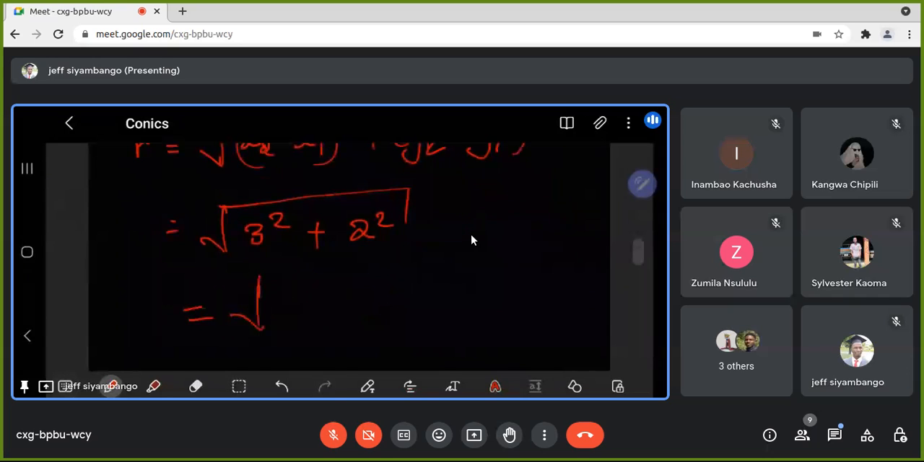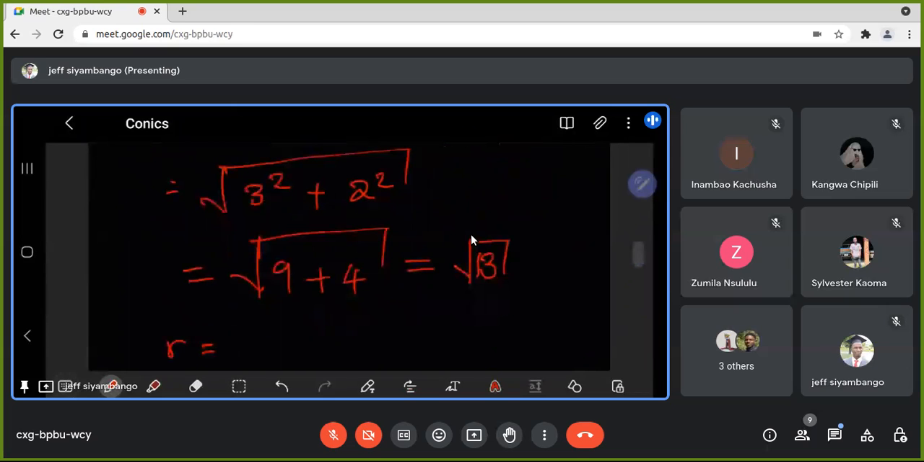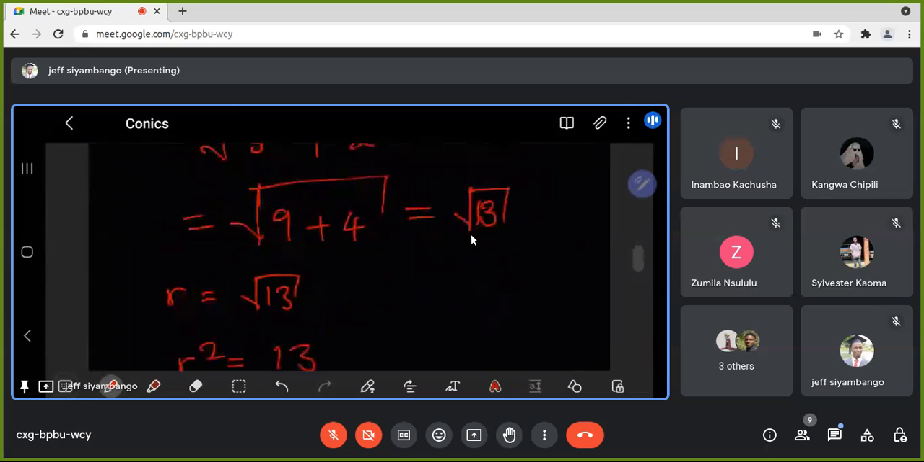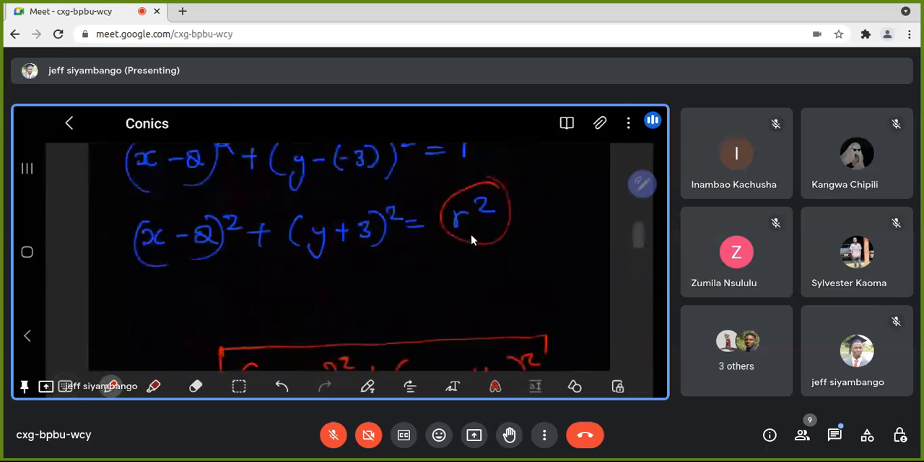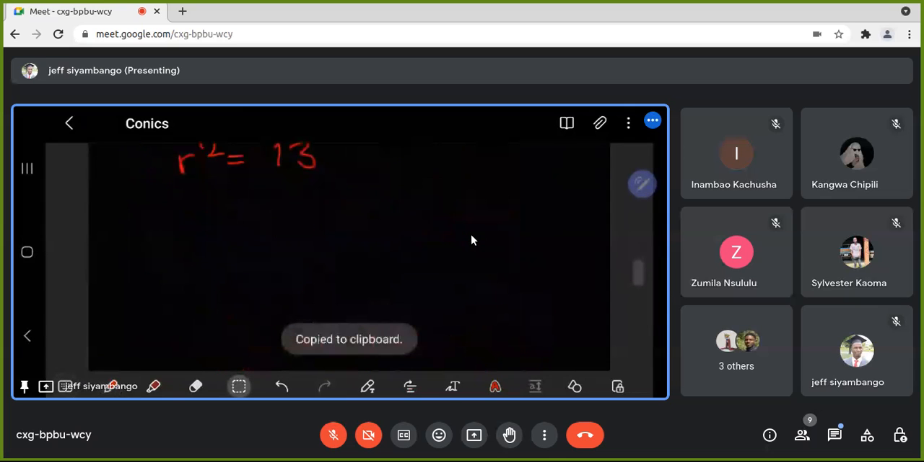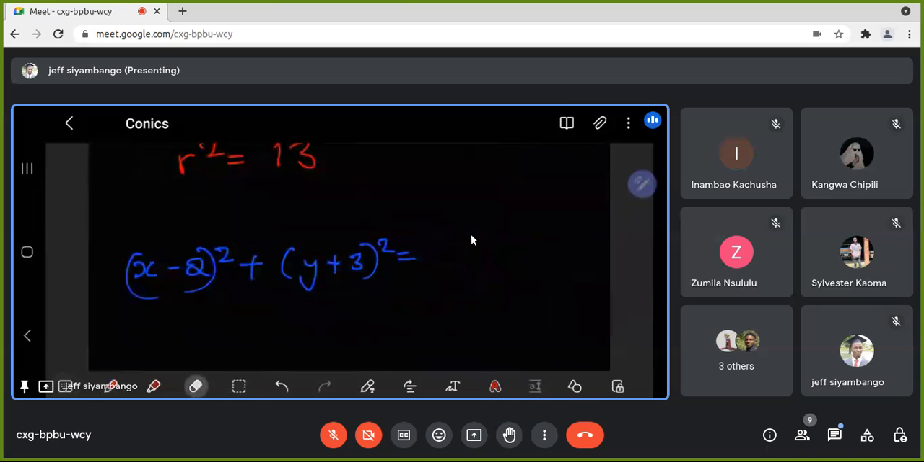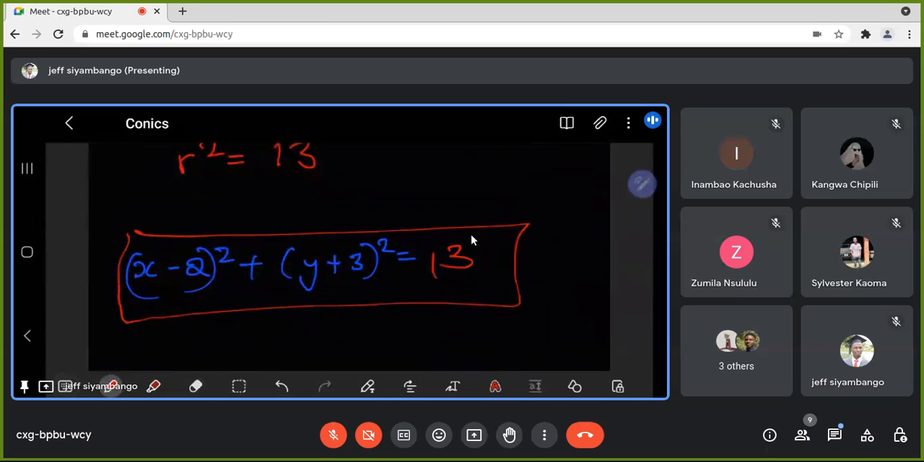So this becomes √9, 3 squared, plus 4. So this comes out as √13. So r, the radius, is equal to √13. Or we can say r squared is equal to 13. And remember, for our radius, this is what we have there. In place of r squared, we just put 13. So here we have 13. So here we have found the equation of that circle.